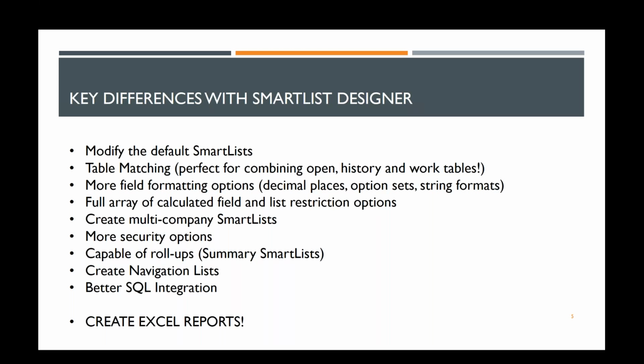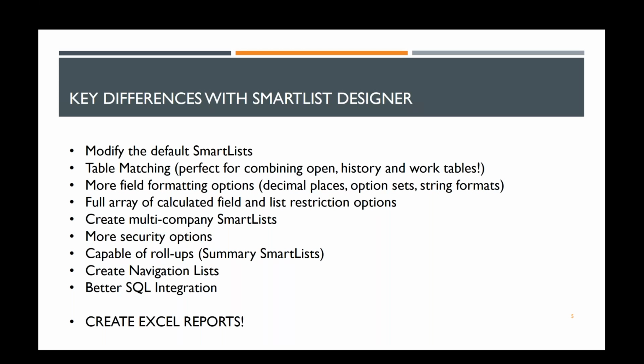You have a lot more formatting options, and we'll cover some of that during the demo today, but you can also change decimal places, you can create your own option sets, things like that. Much more sophisticated calculations can be done. In SmartList Designer, you're limited to, I think, sum, count, and something else. And in SmartList Builder, you've got all kinds. You can do average, min, max, all that kind of stuff.